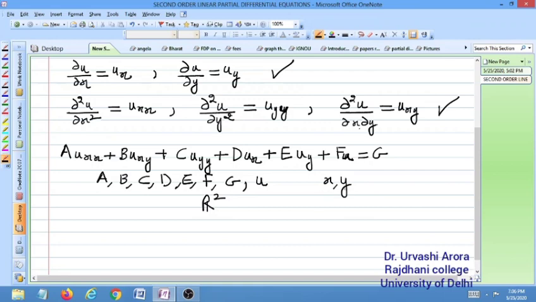So because x and y are coming from R square, these coefficients as well as the dependent variable u are twice continuously differentiable in some fixed domain of R square. And because this is a second order linear partial differential equation, the coefficients a, b and c cannot vanish simultaneously. All three can't be zero at the same time, because if all of them become zero, then this equation will no more be a second order partial differential equation.